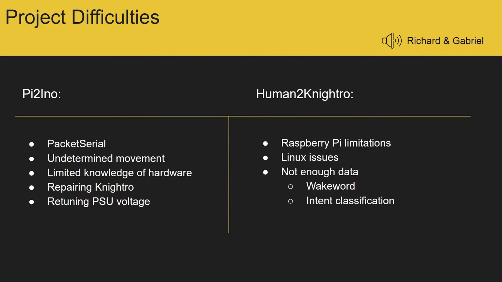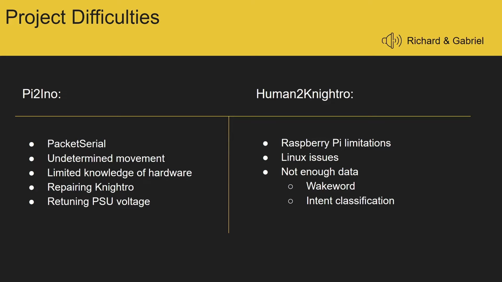As for difficulties on the Pi to Arduino side, we were trying to use an external library called the packet serial library. Essentially, it took an array of bytes and tried to send it over as a serial communication method. Unfortunately, it caused undetermined movement, where the motor would go to the position the first time, but then slam back to home, violating the safety principles that we were hoping to maintain with Knightro. So we had to replace the packet sender with our own packet structure.